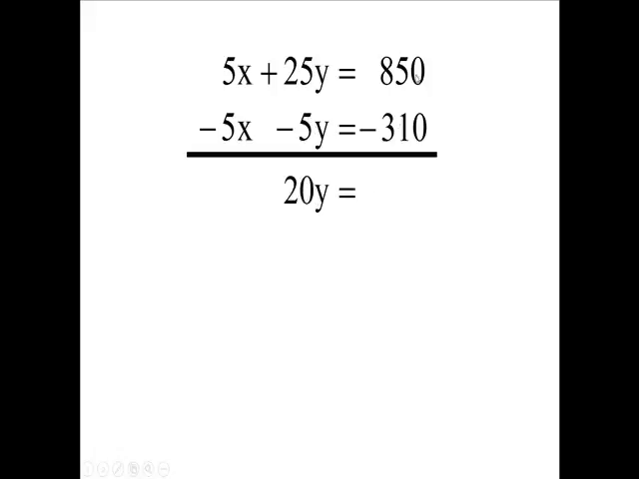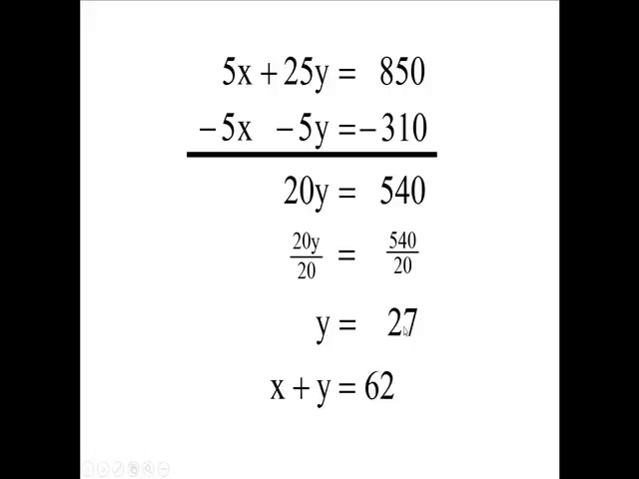This equals 850 minus 310, which gives you 540. Now we're going to divide both sides by the coefficient of the variable. y is your variable. The coefficient is 20. Divide both sides by 20. So y equals, and if you cancel those zeros out, you'll have 54 over 2. 54 divided by 2 is 27. So y is the number of quarters. We have 27 quarters.